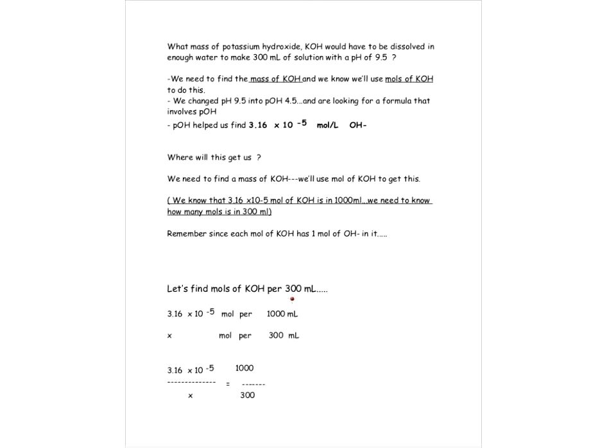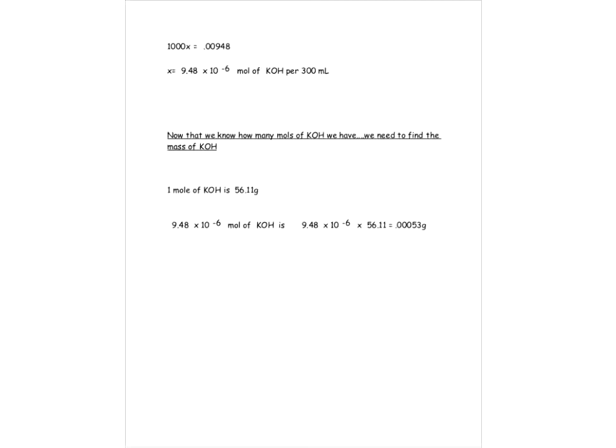So let's find the number of moles that we have in 300 mL. So we know that we had this many moles in 1,000 mL, because we found our concentration in moles per liter, and we set up a ratio to find the number of moles we have in 300 mL. So we do the proportion, and we do the math, and solve for x, and we're going to find how many moles of KOH we have in 300 mL. So when we do the math, we get this many moles per 300 mL.